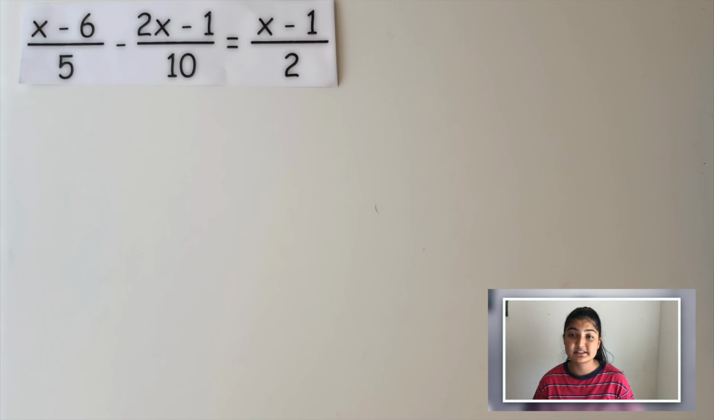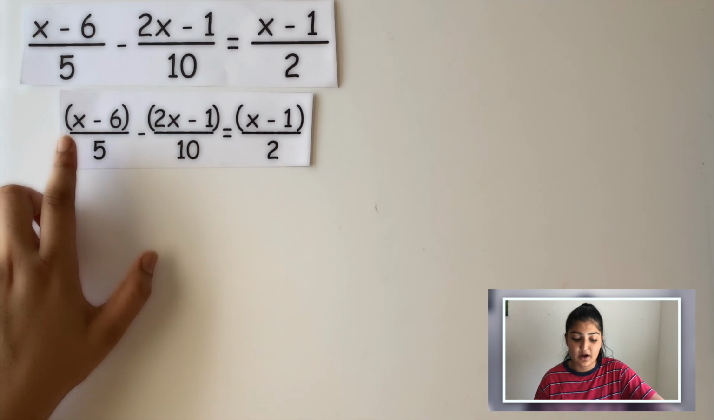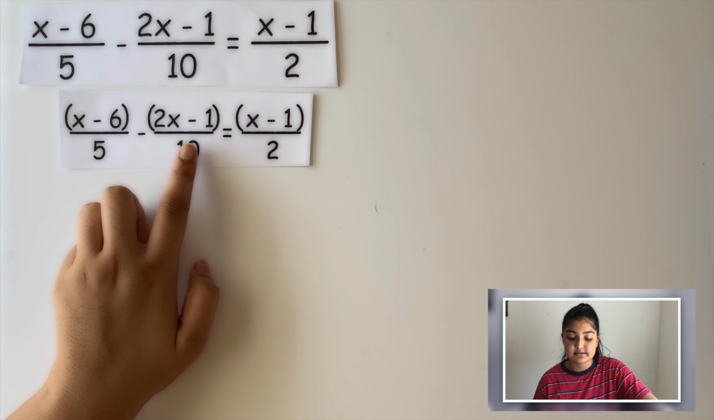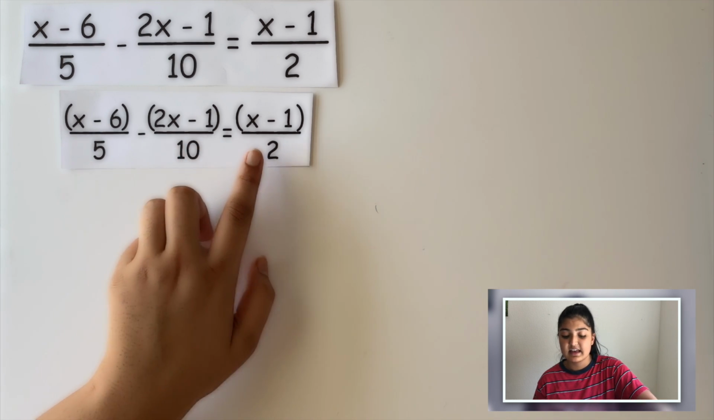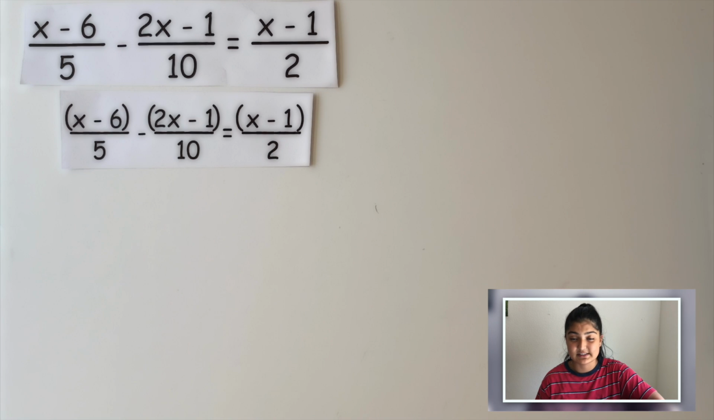The first step to solving this equation is by putting parentheses wherever we can. So let's do that. We can put parentheses around x minus 6, 2x minus 1, and x minus 1, which tells us that we should treat whatever is inside the parentheses as a single unit.